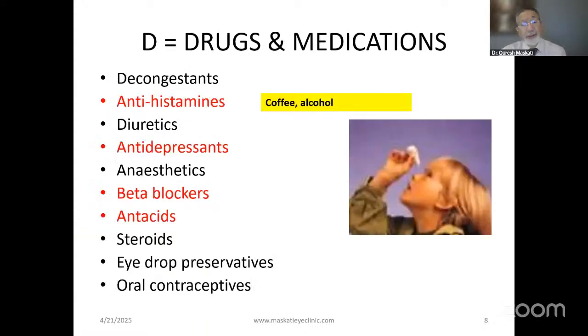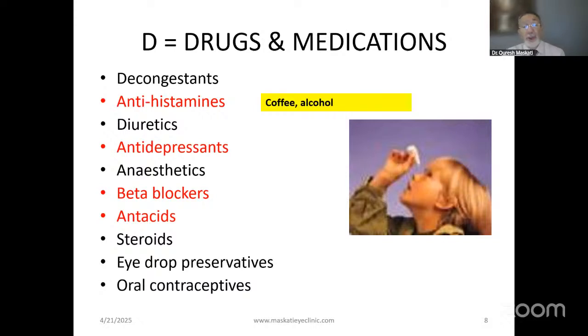D is for drugs. I told you about some of the drugs that patients take: antihypertensives, antidepressants, even antihistaminics that people take for cold, decongestants which they use for the nose, diuretics for kidney patients, steroids. All these cause dry eye. And even those who are putting glaucoma drops lifetime, the preservatives in the glaucoma drops also cause dryness. Oral contraceptives can cause dryness. Hormones can cause dryness. Too much coffee or alcohol can cause dryness.